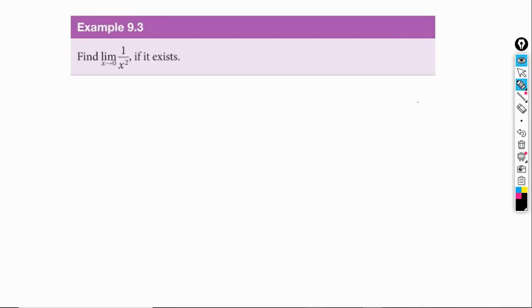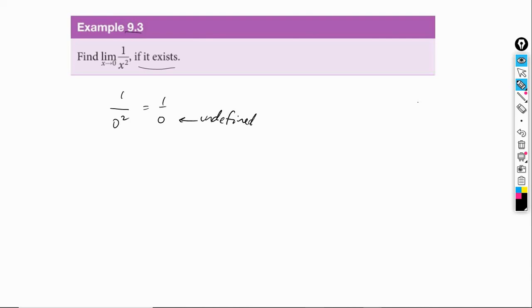All right, so the next example is 9.3, and it says find the limit as x approaches 0 of 1 over x squared if it exists. So what happens if we plug in 0 here? We're going to get 1 over 0 squared, which is 1 over 0. And again, this is undefined.